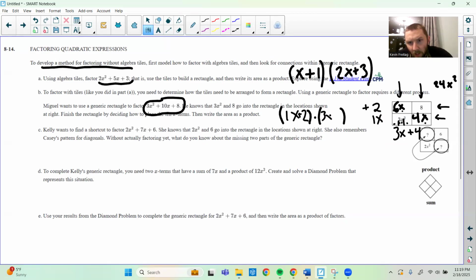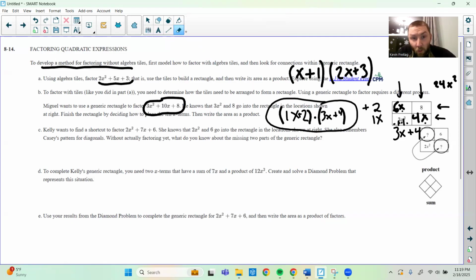So this is 3x plus 4. Okay, so the answer to part B is right there: 1x plus 2 times 3x plus 4. Now, just to recap what I just did there, it started with recognizing I have 10 x's, and I needed to figure out what goes in those two boxes that will multiply to be the same thing that multiplied to 24 from the other two boxes.